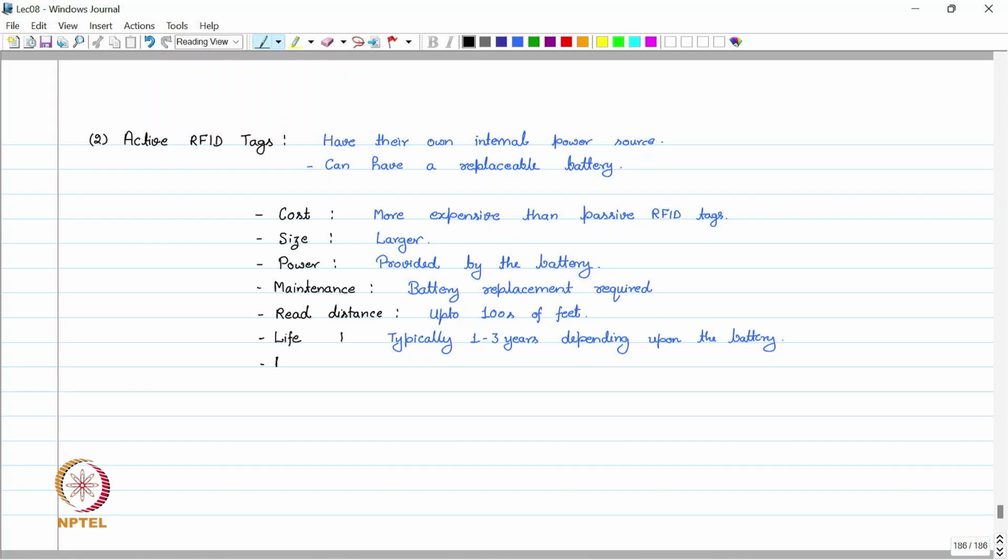And the memory can be high, typically 512 KB or more.